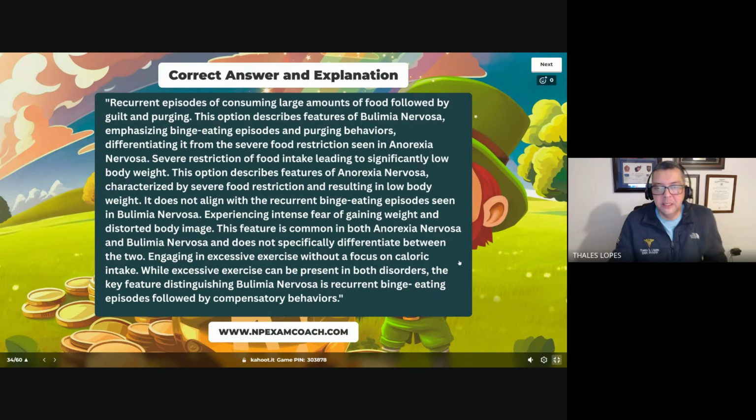Okay. A few things about bulimia. They may have something called Russell's sign, where they purge and get callused knuckles, right? The teeth may be decayed.